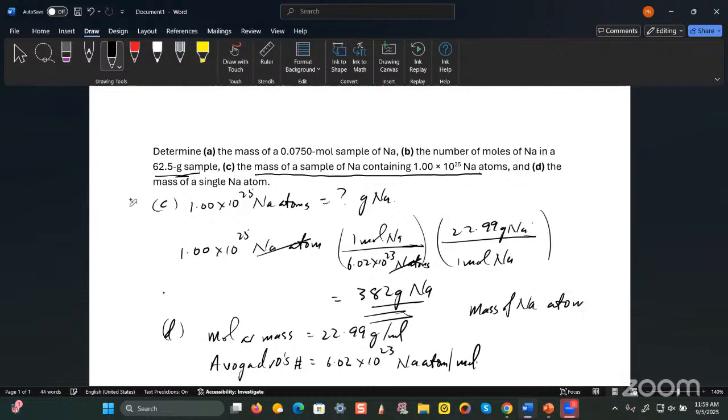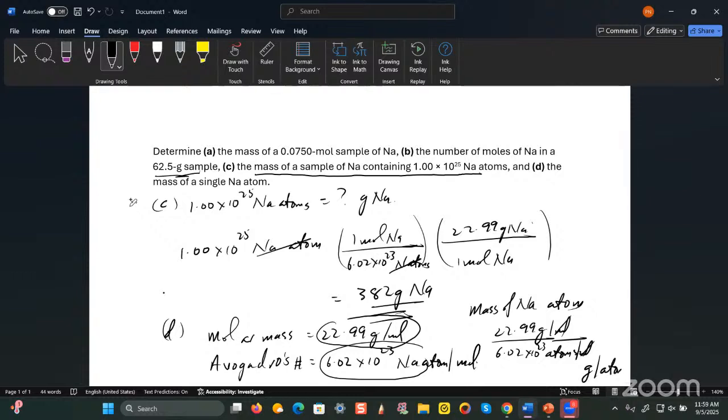So therefore, to get the mass of a single sodium atom, what we have to do is take this number, which is the mass per mole, divided by this number, which is the number of atoms per mole, right? So we're going to end up with 22.99 grams per mole divided by 6.02 times 10 to the 23 atoms per mole. The mole units will cancel out. So whatever answer you get would be expressed as grams per atom, which is what the question is asking for.